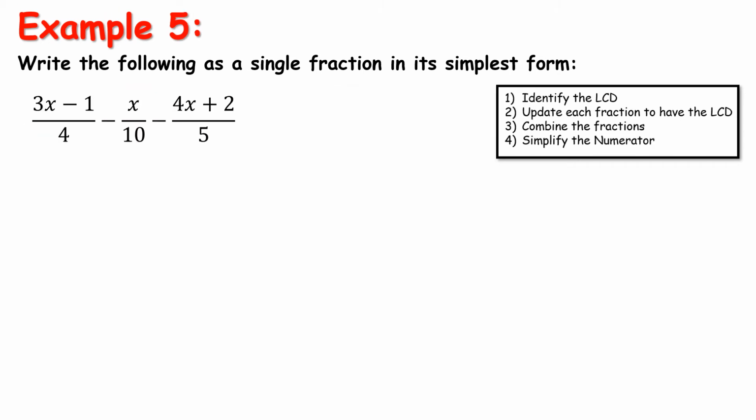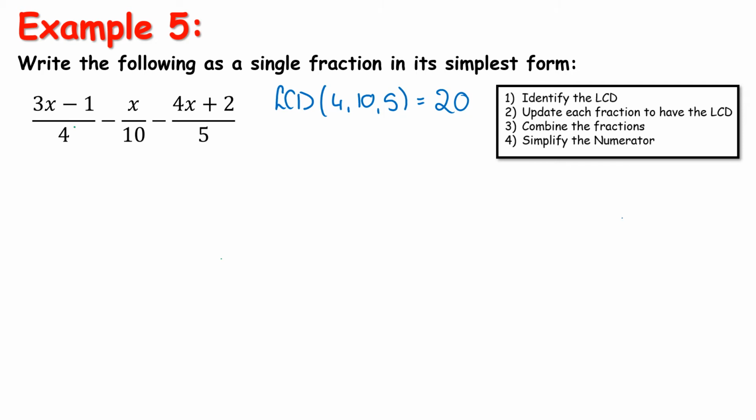Now, I have given you 3 fractions. Ooh, let's see how we do with this. So the lowest common denominator of 4, 10 and 5. So it's going to be a little bit trickier to go through. So go through what you think. 20. 20 would be our lowest common denominator.